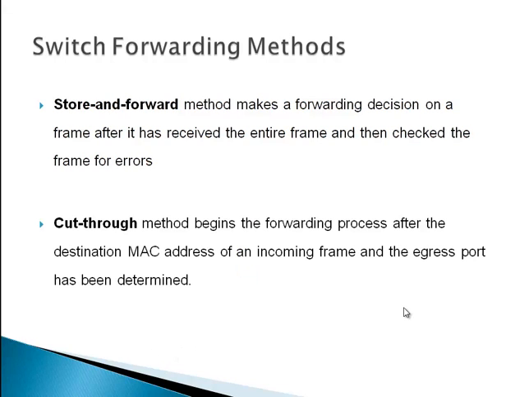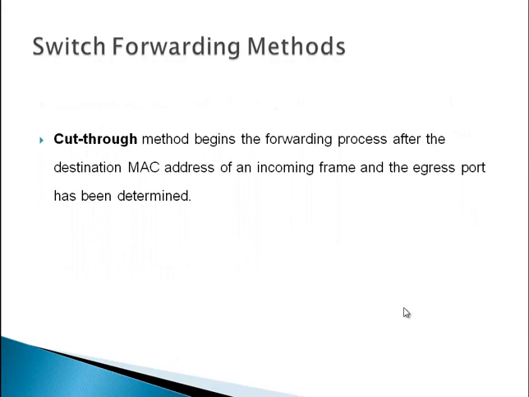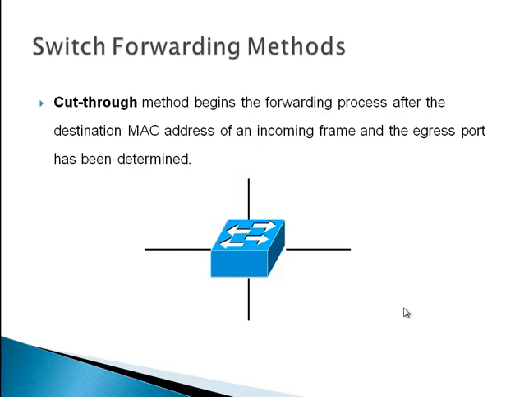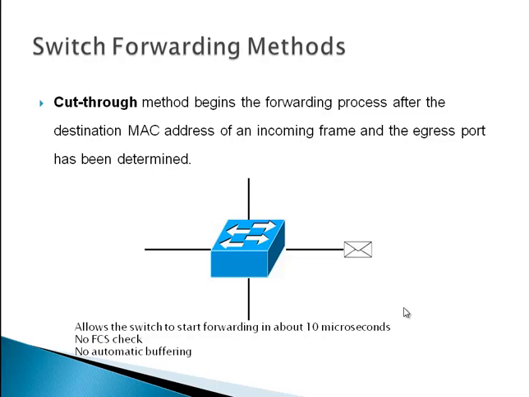The second method is cut-through, which we talked about. As soon as the frame comes into the switch, the switch will make the decision really quickly, in less than 10 microseconds, and it will not do a frame check sequence or automatic buffering. This method is really fast, as you can see, because it's only checking the destination MAC address.